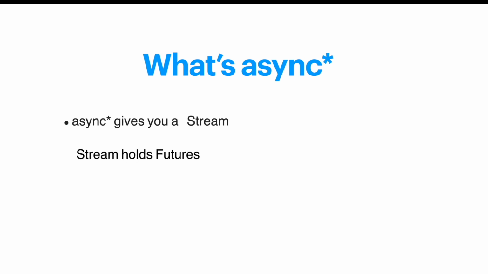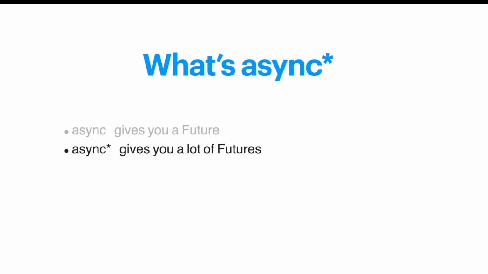And what's async star? Well, async star gives you a stream. And what is stream? Well, stream holds futures. Actually, stream holds a lot of futures. So we can understand stream holds a list of futures. So here's the basic understanding. Async gives you a future, and async star gives you a lot of futures. So let's go ahead and see the difference in example.